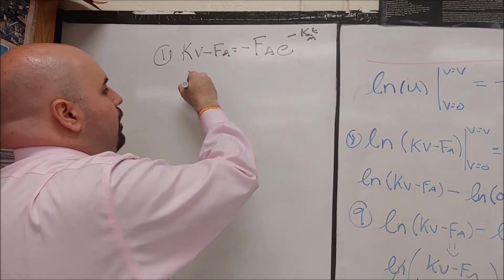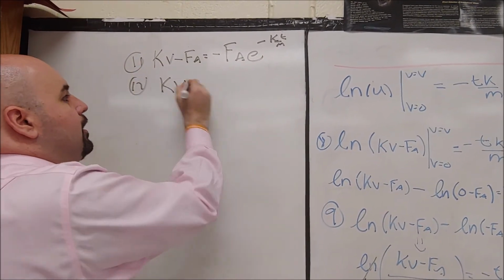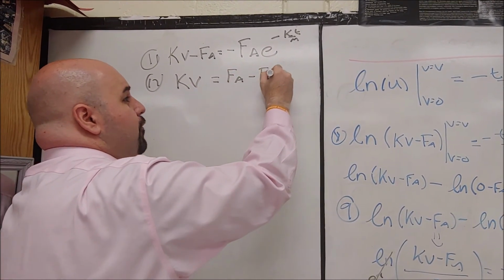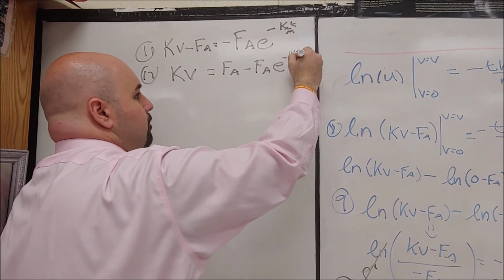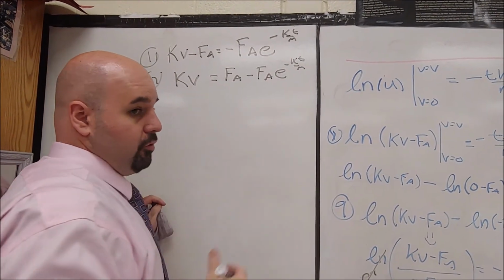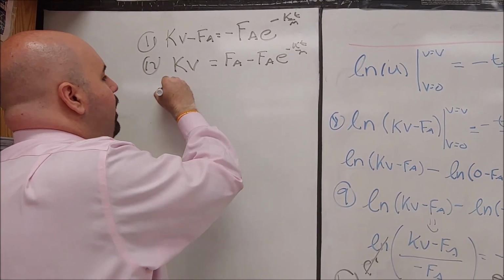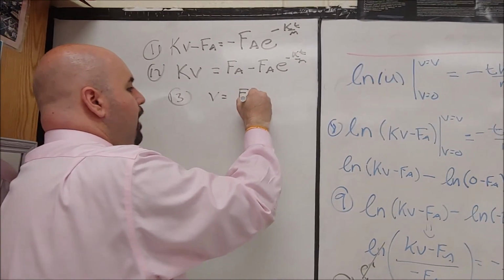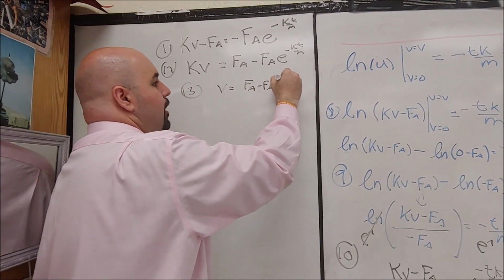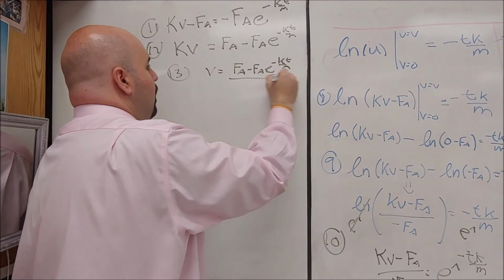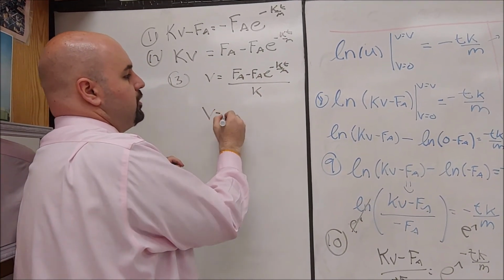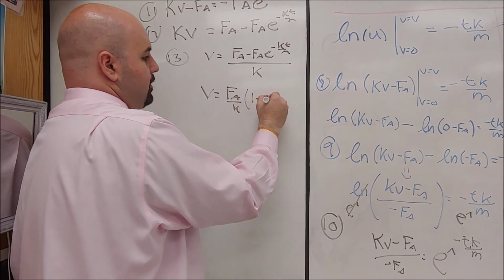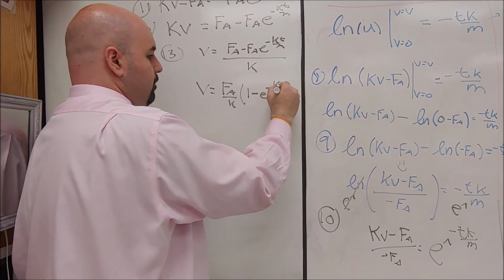Now we're going to move this over as well. So kv equals FA minus FA e to the minus kt over m. If you're really clever, we can pull a FA out. We'll do it at the end. And then we're going to divide by k. v equals FA minus FA e to the minus kt over m, all over k. Which you can also do as FA over k times 1 minus e to the minus kt over m.